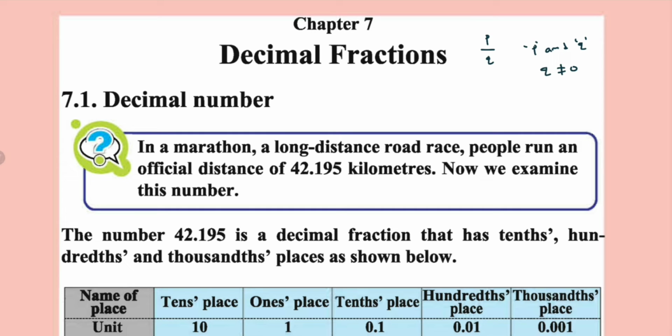Then what is a decimal fraction? When a normal fraction is expressed in decimal format, that is called a decimal fraction. Or simply, if you have any number which has a decimal point, that is a decimal fraction. This point is the decimal point.